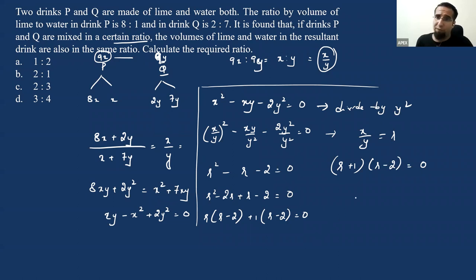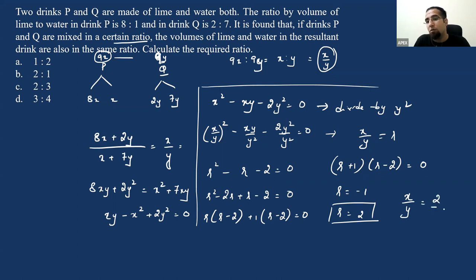And I'm talking about the ratio of x and y, right? That means the ratio is always going to be a positive number. So either the value of r is going to be minus 1 or the value of r is going to be 2. So therefore, x is to y is assumed as 2 is to 1. And this becomes my final answer, which is going to be option B.